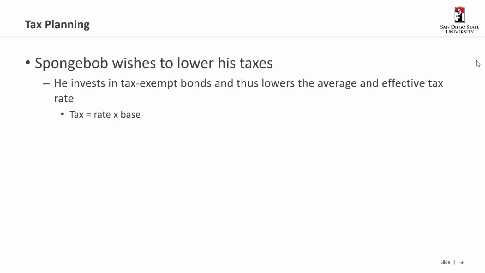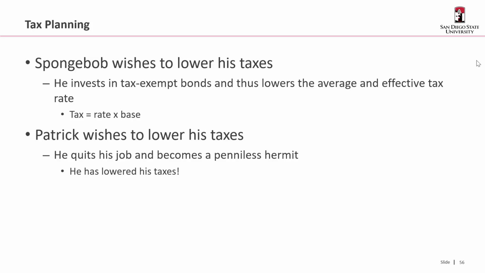That's just income shifting. Anyway, SpongeBob wishes to lower his taxes, so he invests in tax-exempt bonds and thus lowers the average and effective tax rate. Remember, tax equals rate times base, and so the rate that he's going to apply to his tax-exempt bonds is zero. And that seems like a pretty good strategy.